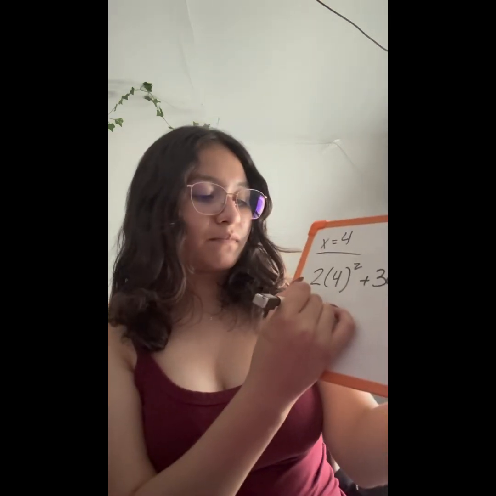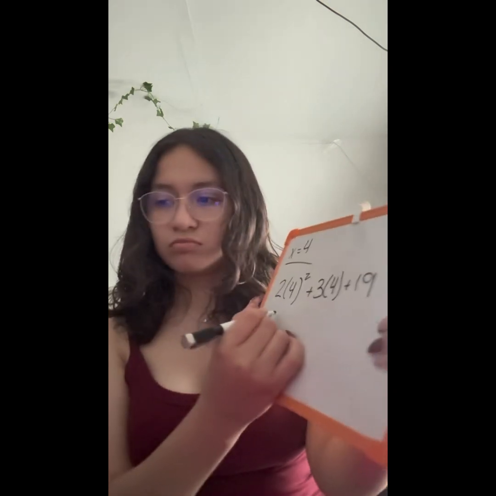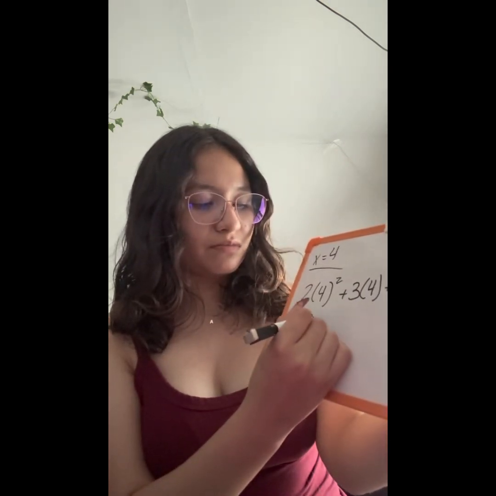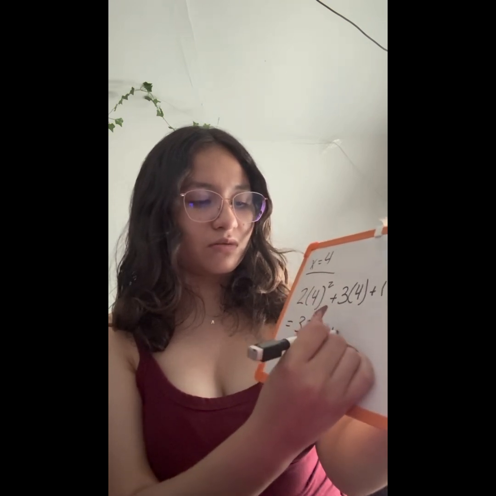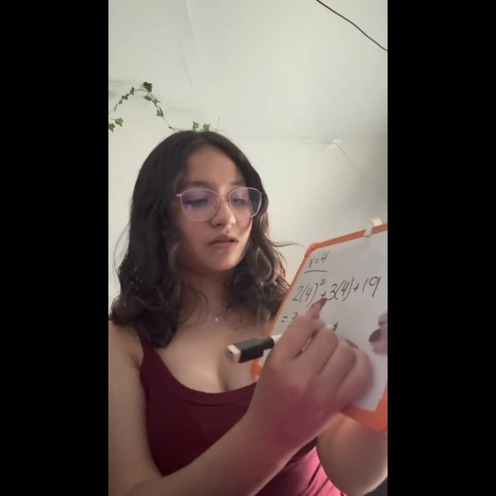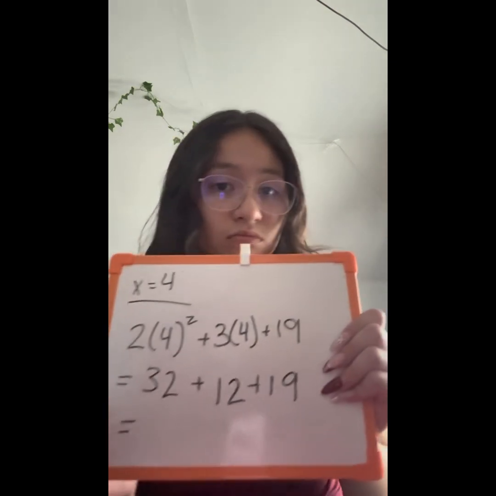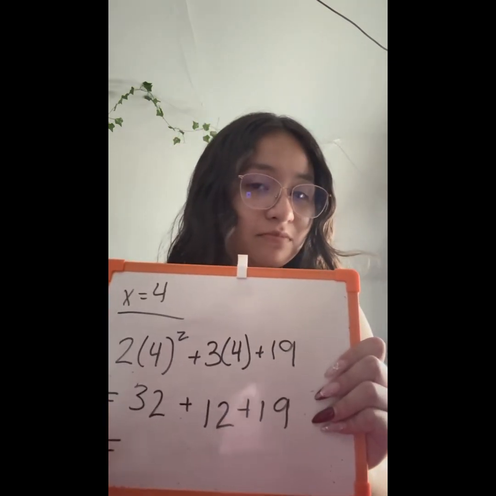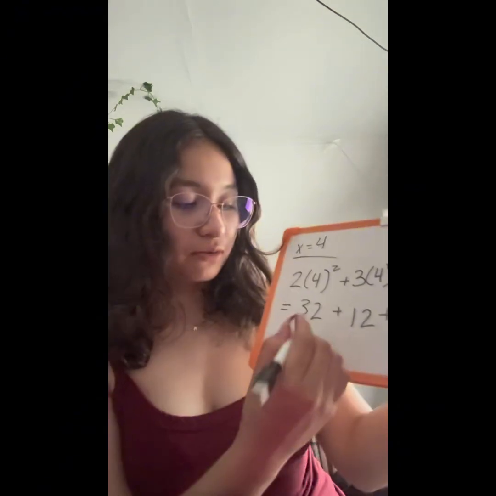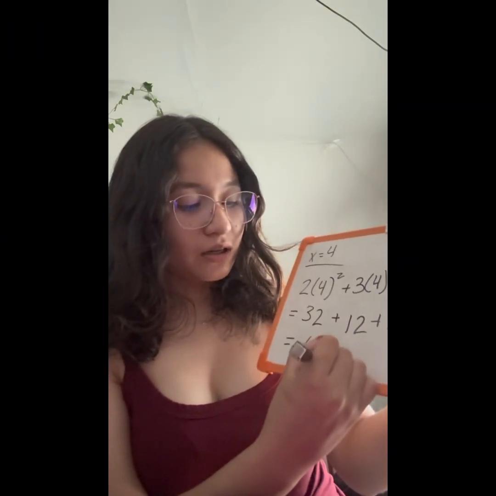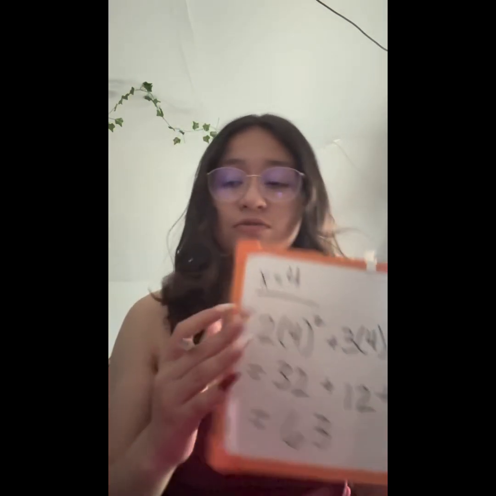So you're getting 32 plus 12 plus 19, which will get you to 63. That is your answer. But we're not finished.